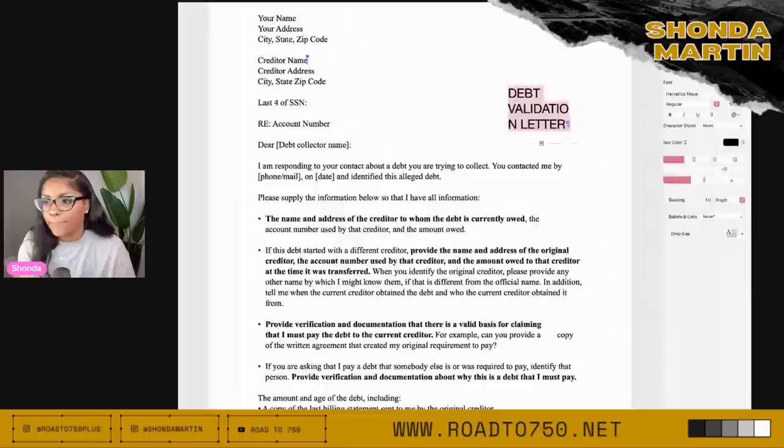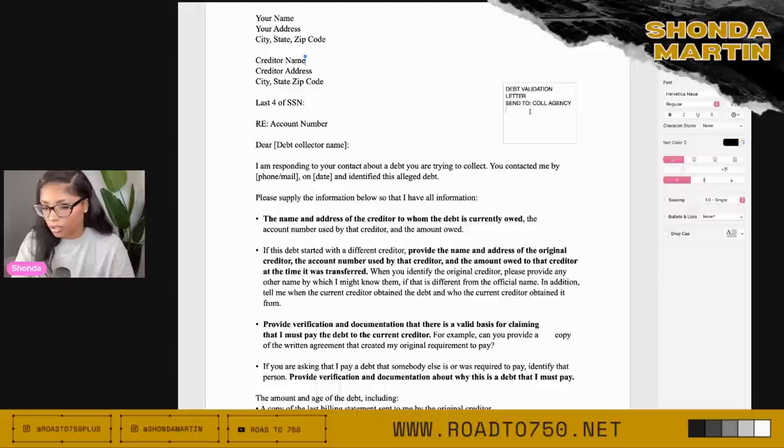All right, hold on, y'all. This gets sent to a collection agency. Oh, you can send it certified. This is one of the only letters that I say send certified, because if you get to the point where you have to prove that you sent it in time, that's the way that you can. So this is probably the only letter that I'm gonna say send certified.